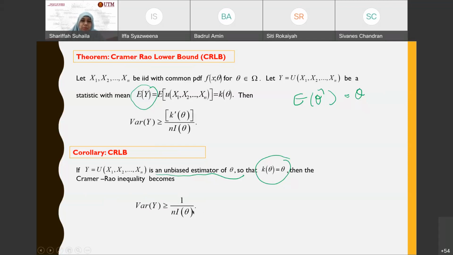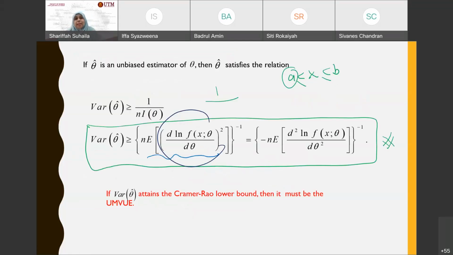So we need to prove this one. If we get variance of Y greater than or equal to 1 over n I(theta), that means your Y attains the Cramer-Rao inequality, or attains the Cramer-Rao lower bound. If we get variance of Y less than that, then in this case the Cramer-Rao is not applicable. It does not attain, so your unbiased estimator is not the uniformly minimum variance unbiased estimator. It only attains if we have variance of Y greater than or equal to 1 over n I(theta).